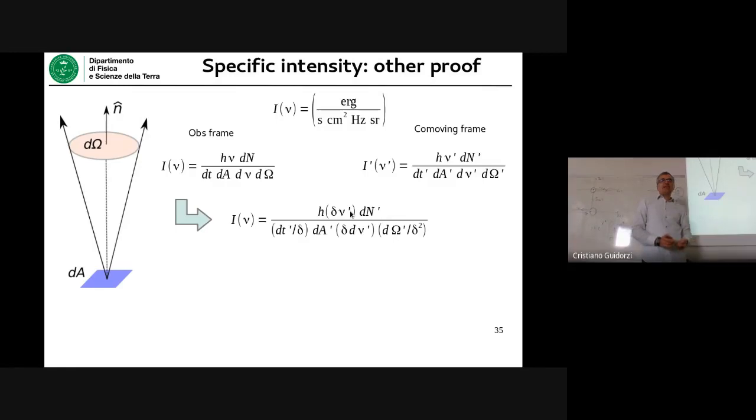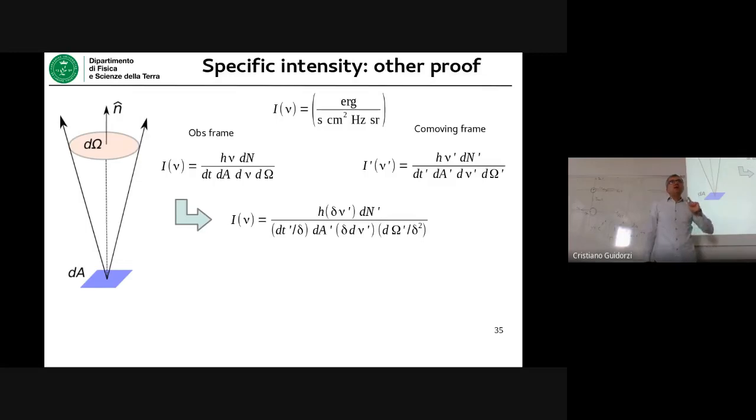So the numerator here gains a factor of delta. If you want, this is just the definition of Doppler factor. Then I call dn prime the number of photons crossing that surface. We will see then, in the end, that it is the same. But let's have a look at the time interval, dt at the denominator.